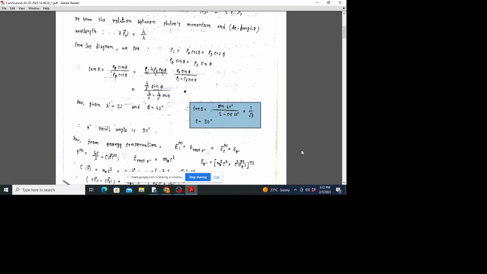Now we will use various values of the parameters given in the question. We are given in the question that lambda dash equals 2 lambda and phi is 60 degrees. Now just simply substitute here and put sine 60 degrees, cos 60 degrees, etc. And then you will get tan theta is 1 by root 3. That means theta is 30 degrees. So the final answer is the recoil angle of the electron is 30 degrees. So we just needed to use the momentum conservation law to find this recoil angle.